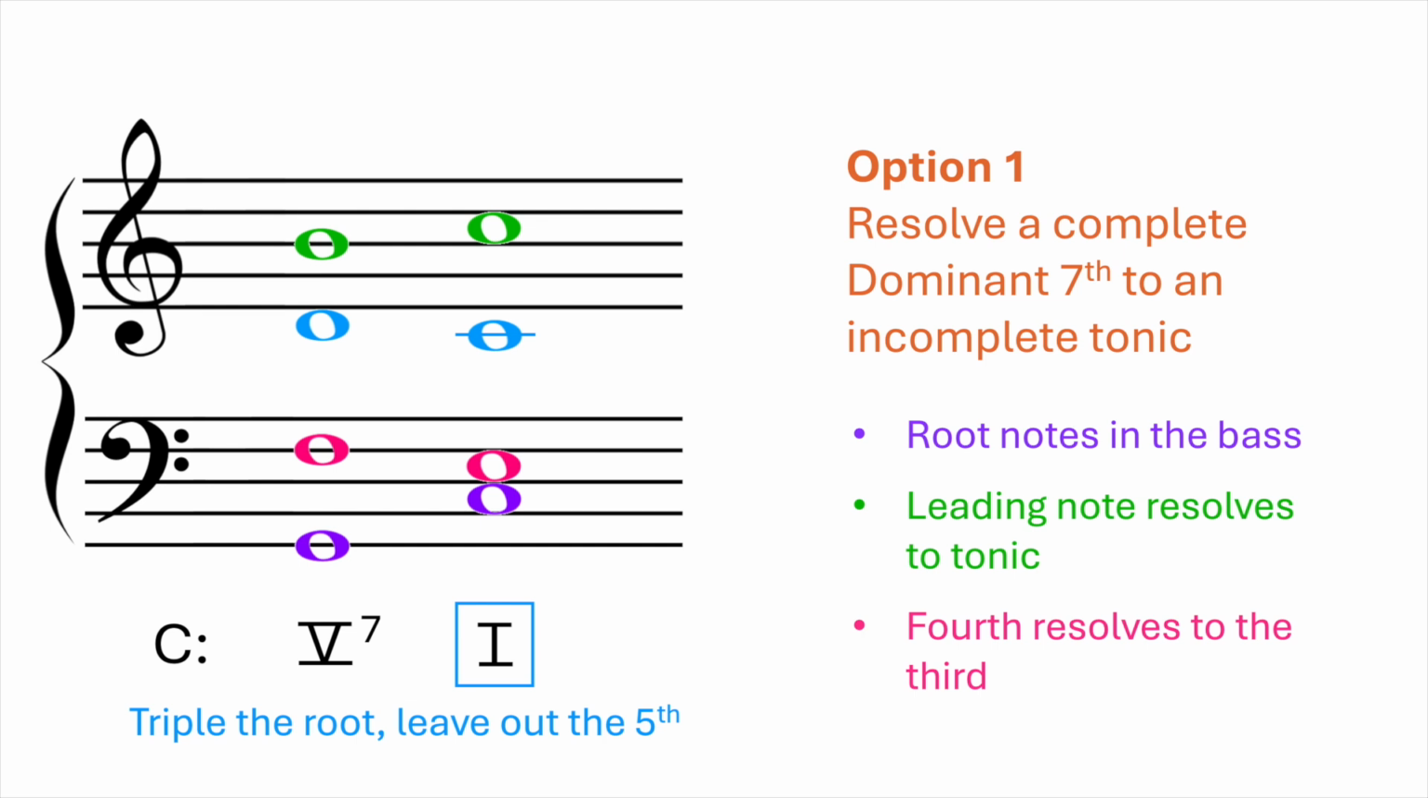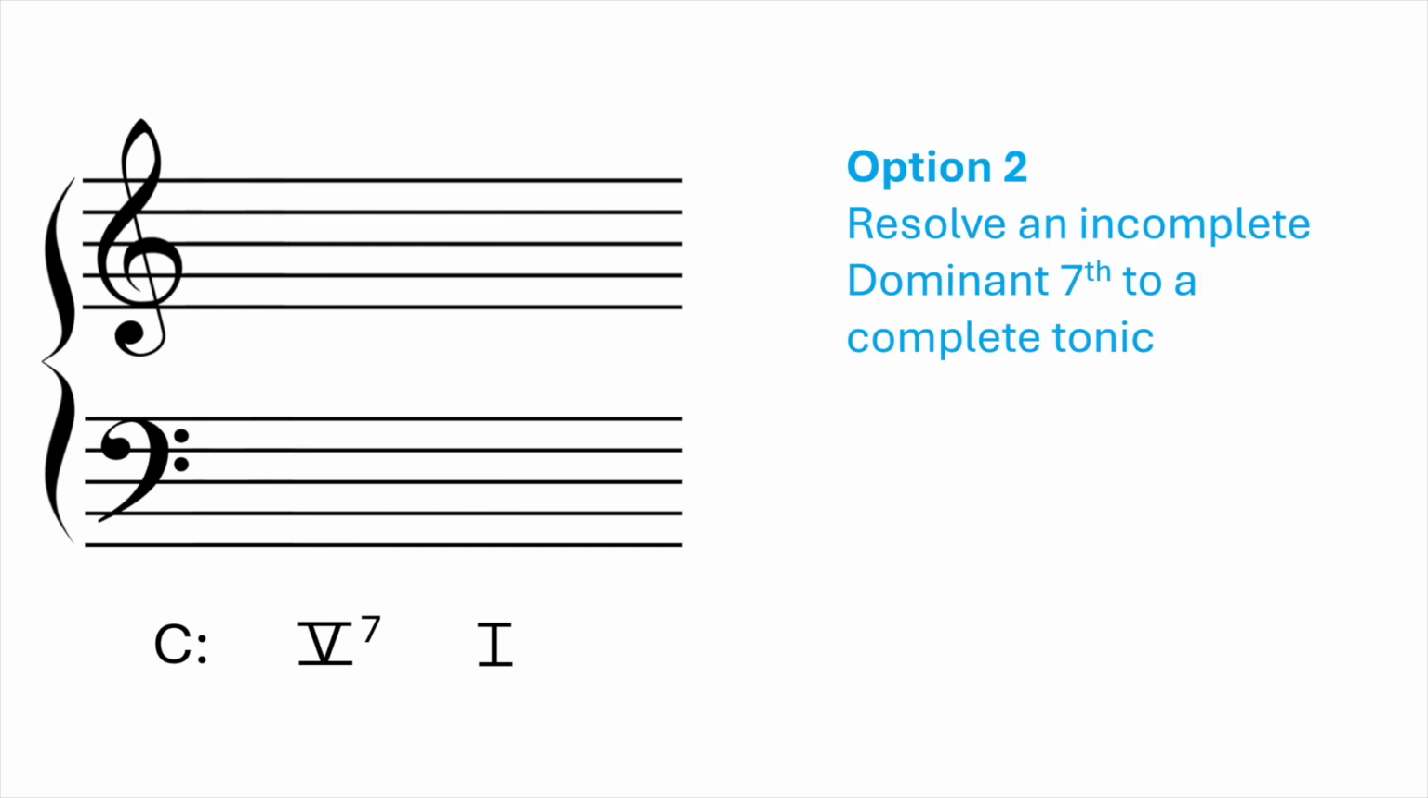All right, so just a quick note. Remember, if you have to leave a note out of a chord, the root note is the most important note. That note gives the chord its name. This is a C major chord, and so we cannot leave out the root. And the third gives that chord its identity. It says, is it major or is it minor? So we cannot leave out the third. But the fifth can be expendable. So in this case, we've had to triple the root and leave out the fifth in order to avoid parallel fifths. So let's have a look now at option 2.